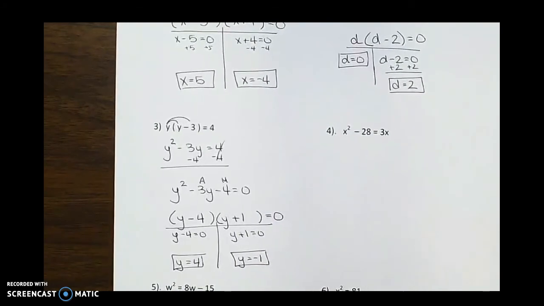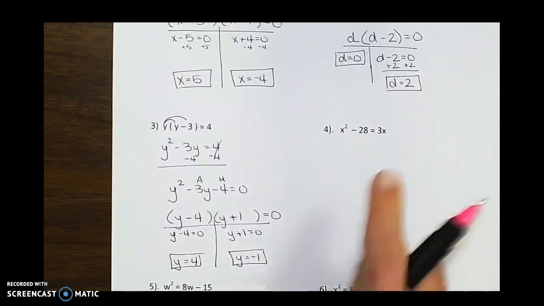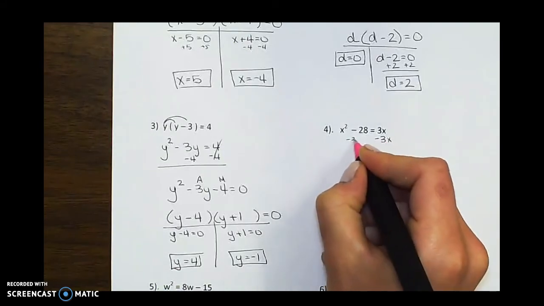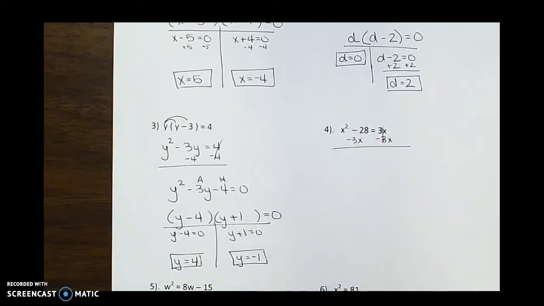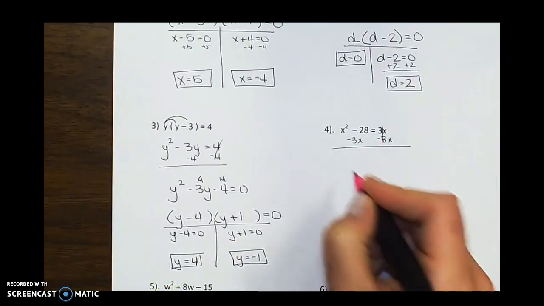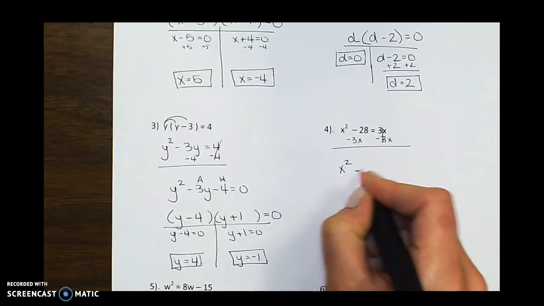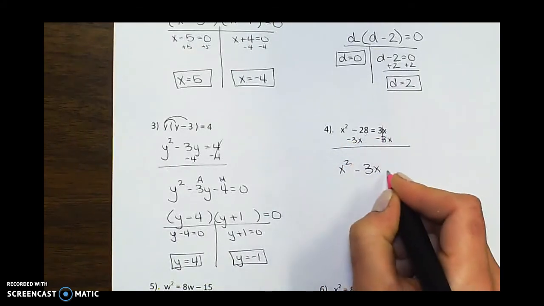All right, example number 4. The first thing we have to do, set it equal to 0. So we're going to subtract 3x. Now, when we rewrite this, we have to write it in standard notation. So x squared. Then you put the x minus 3x. Then comes the constant.